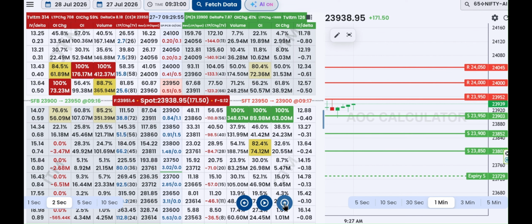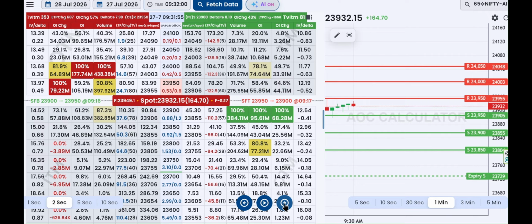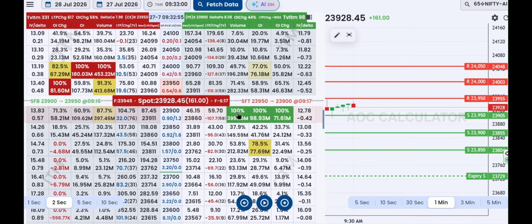At 23,900 we have 100% volume, 100% OI, strong OI change. This indicates that a bottom reversal can take place from 23,900.